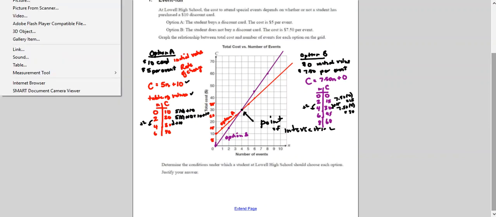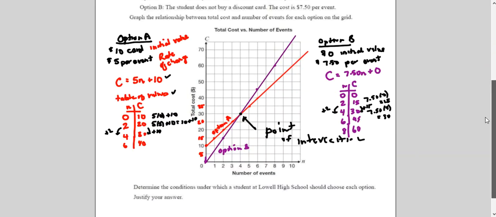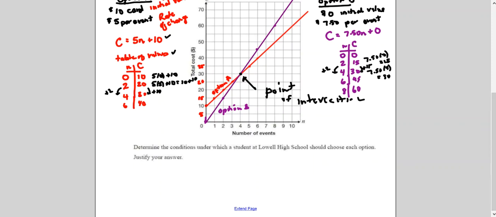All right. So I'm going to zoom back in now. So if I was only going to say 2 events for the whole year, well, for option A, it's going to cost me $20. For option B, it's going to cost me $15. Option B is a better deal. Okay. But if I went for 6 events, it's $40 here, $45 here. Option A is a better deal. So what's the tipping point? The tipping point is the point of intersection.